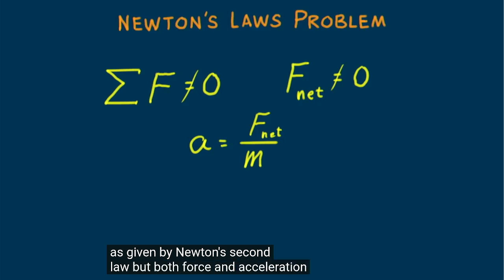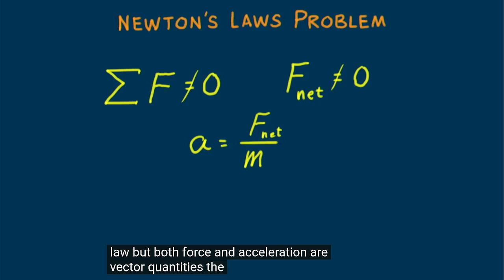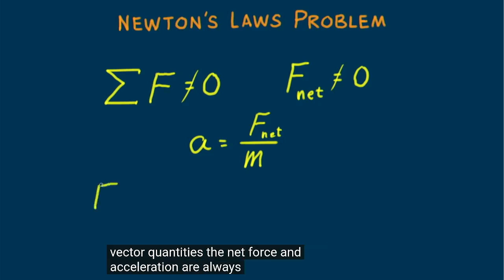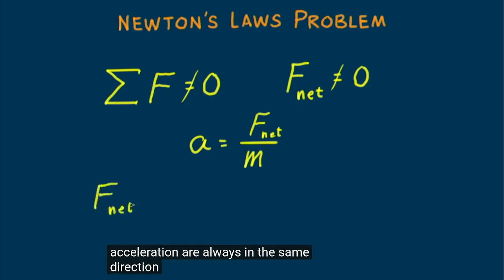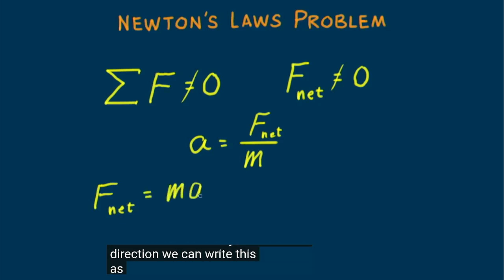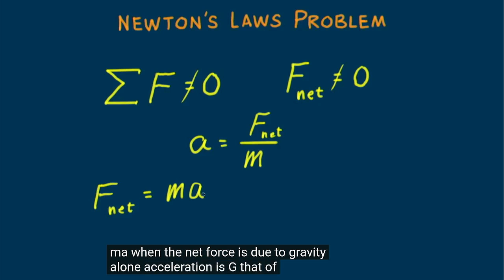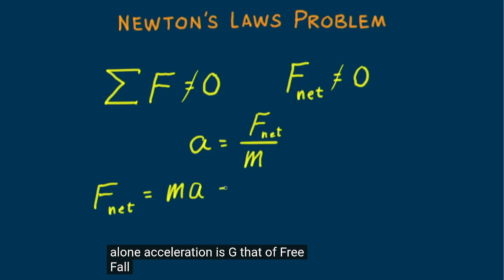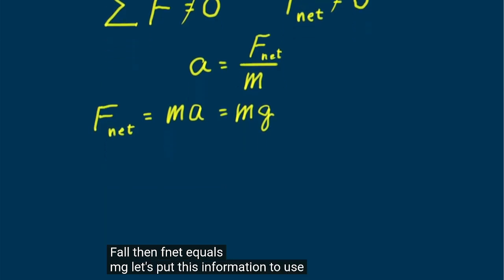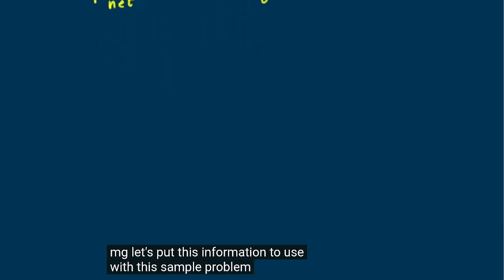Both force and acceleration are vector quantities. The net force and acceleration are always in the same direction. We can write this as F_net = ma. When the net force is due to gravity alone, acceleration is g, that of free fall. Then F_net = mg. Let's put this information to use with this sample problem.